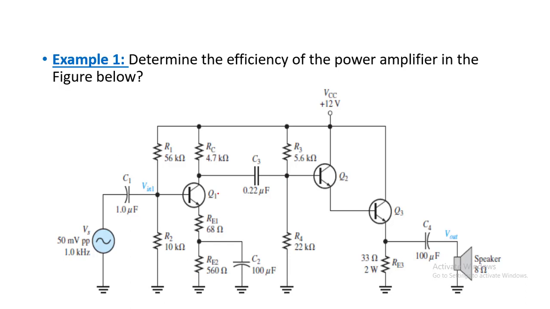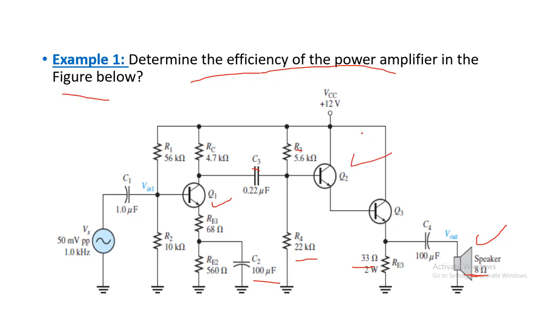Let's talk about the last thing, that is, a numerical on the class A amplifier. You know that at the end of every class I do a numerical for you, so that you are able to understand the phenomena behind these things. We have to determine the efficiency of a power amplifier in the figure below. You see this is the amplifier shown to us, and this is our output speaker, and the load RL will be 8 ohm, and there are several resistors involved here. There are several capacitors as well, and these are transistors as well.